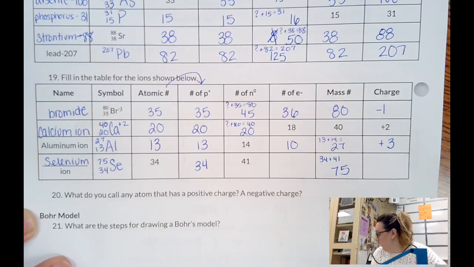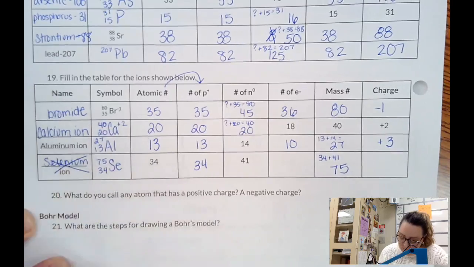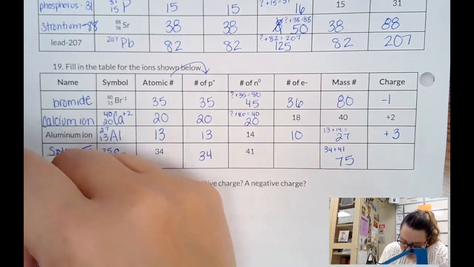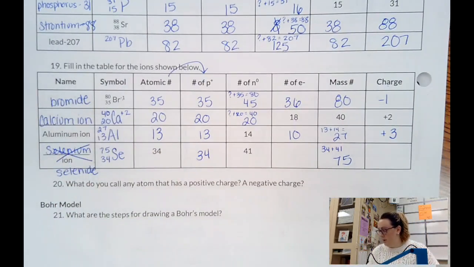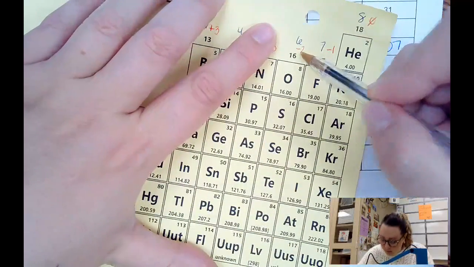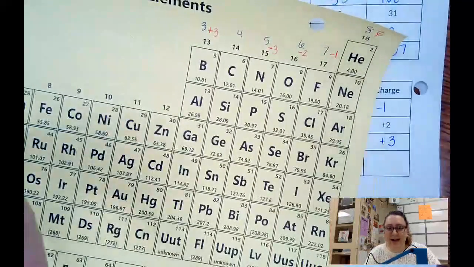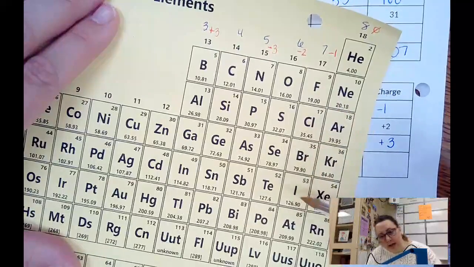Well, this should not say selenium ion. That would be selenide, because it's a negative charge. How do I know that? I looked over here. I was like, wait a minute, it's in the -2. That's an anion. So when we have anions, we ide. So oxide, sulfide, selenide, fluoride, chloride, bromide, iodide.